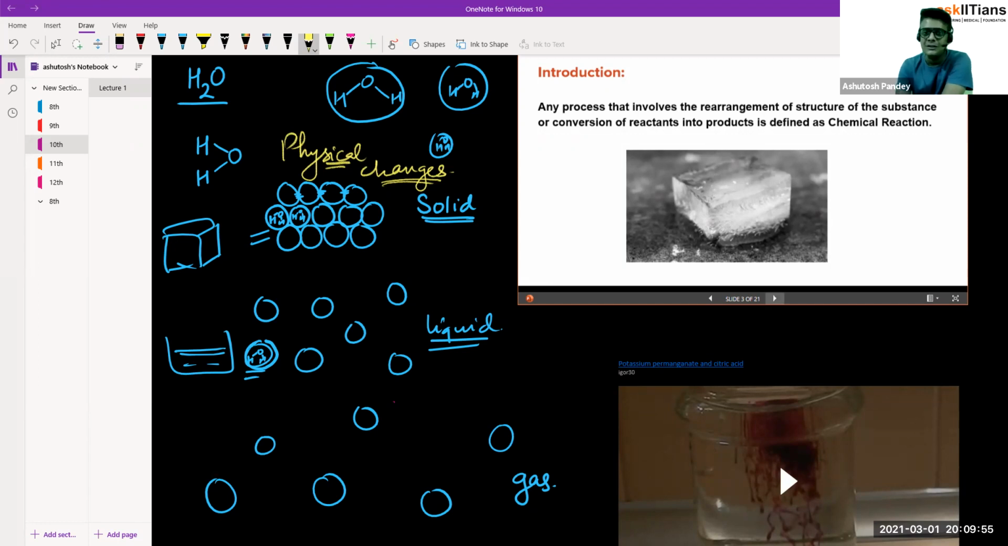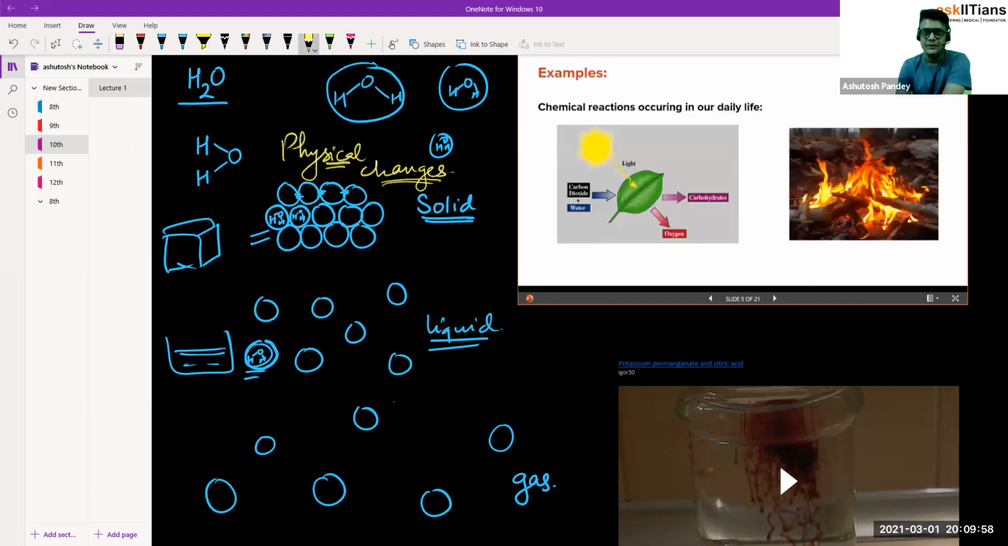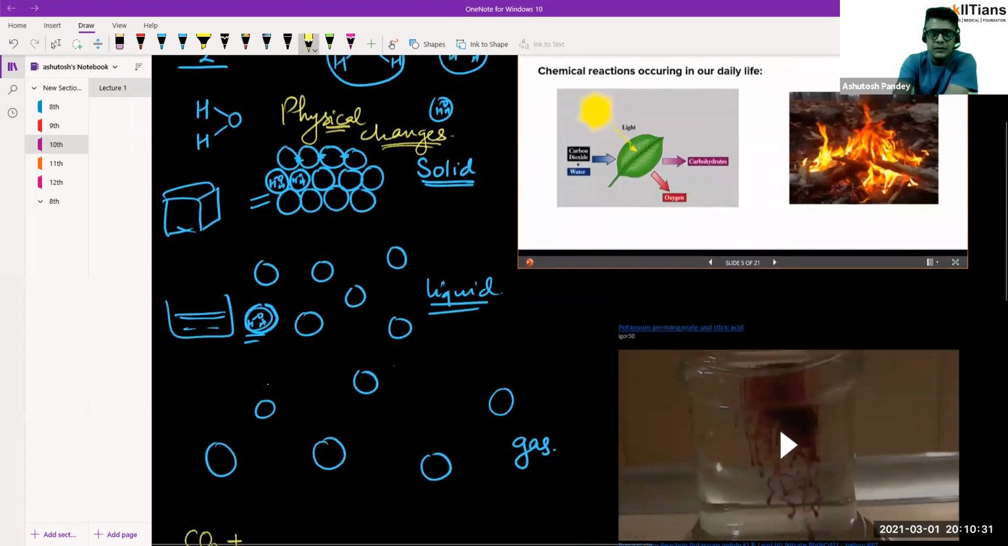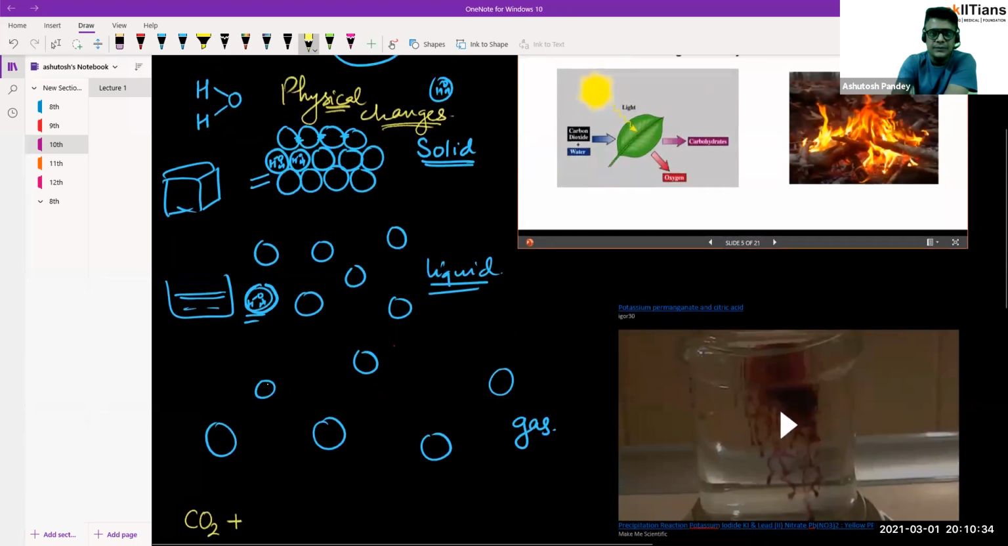So what does this mean? Let's see some examples. What happens? We all know about photosynthesis, or not? So in photosynthesis, what happens? Let me explain this in detail. We have CO2 plus water in the presence of sunlight.